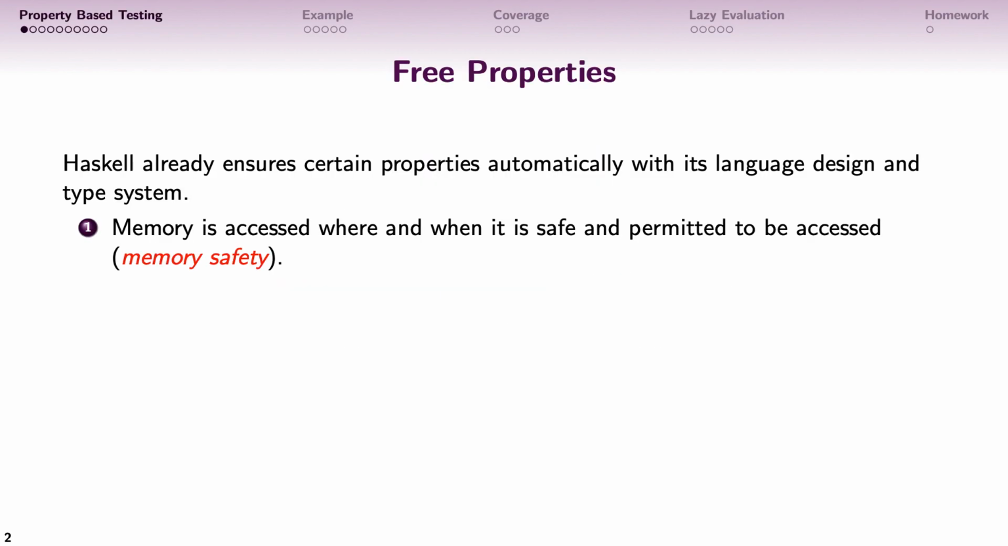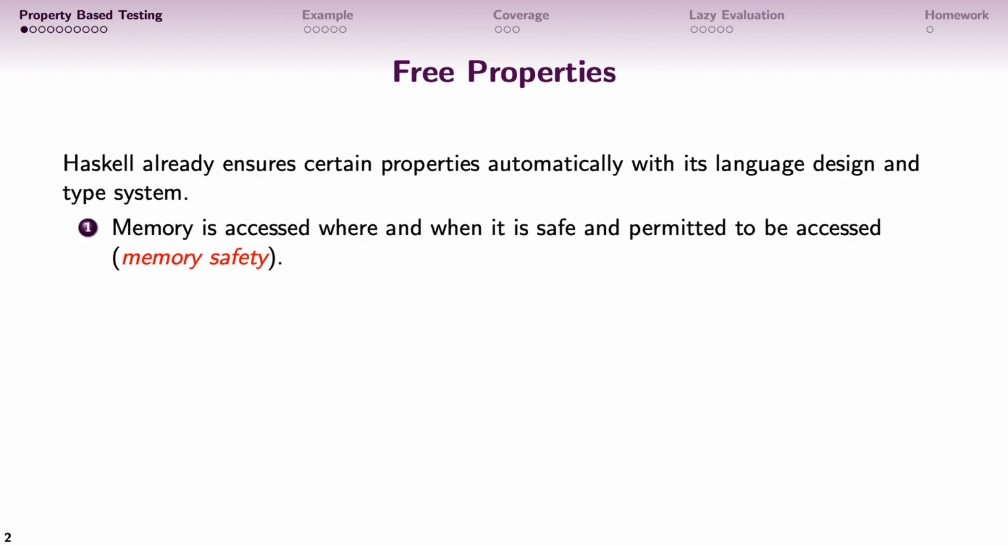Right, so if we're thinking about what sort of properties we want to hold about our program, just by using Haskell or a similar language, we can automatically ensure many properties. One of the most basic properties that a language can ensure for you is memory safety. So that is to say, memory is accessed where and when it is supposed to. So that's two types of memory safety.